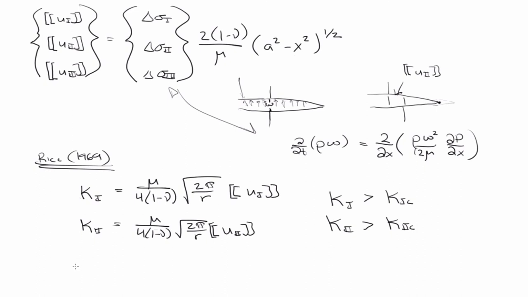And usually the displacements would be evaluated at the midpoints of these line segments. So your displacement discontinuity, this distance R, would be 1/2 the element size from the actual crack tip. Right. So this would be R. And this becomes more accurate as R goes to zero.